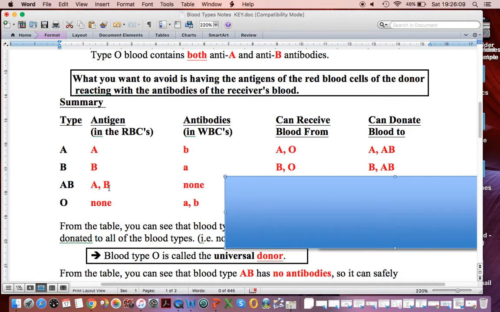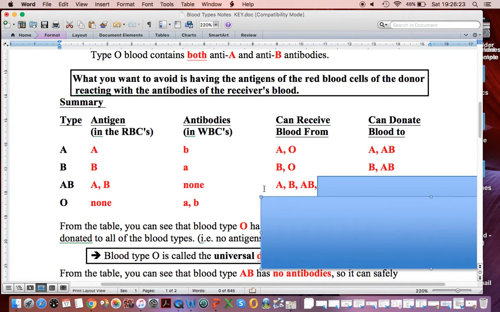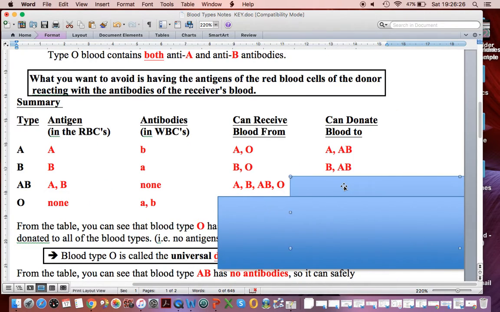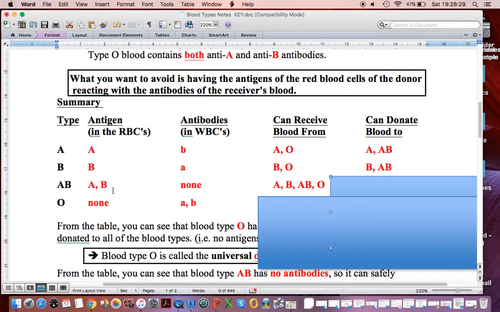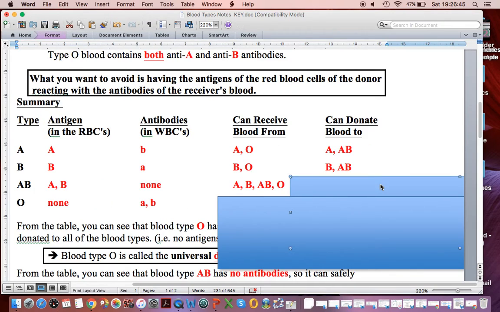Now if we take a look at AB, AB has no antibodies, so it can receive any of the blood types with no risk of agglutination. So that's why you see them all listed. And then type AB can only be donated to AB because it has no antibodies. It cannot go to A because the B and B would get together. Cannot go to B because the A and A would get together. And it can't go to type O because the A and B would both clump together. So that's why it says AB there.